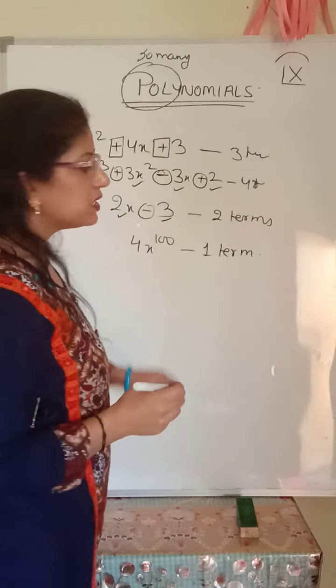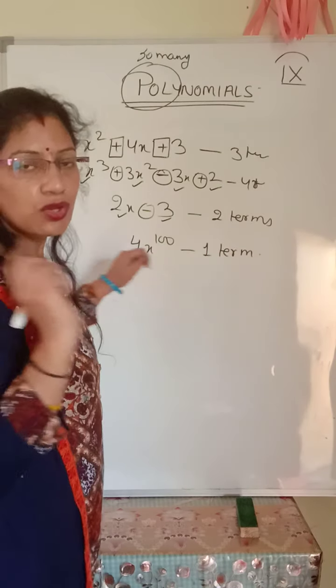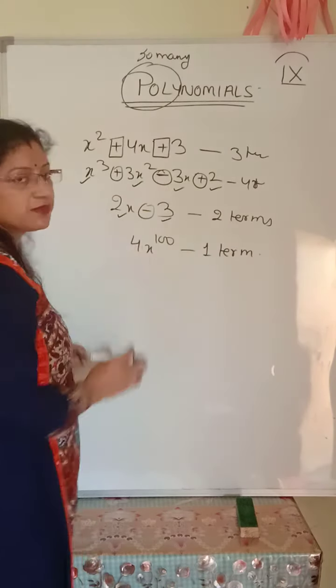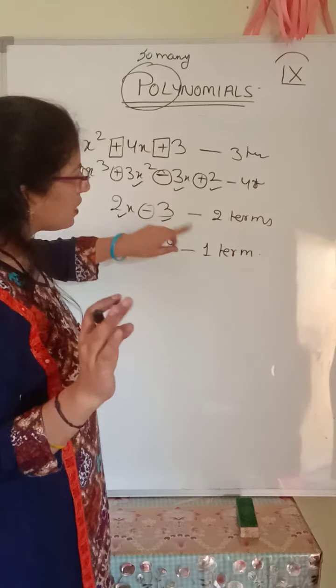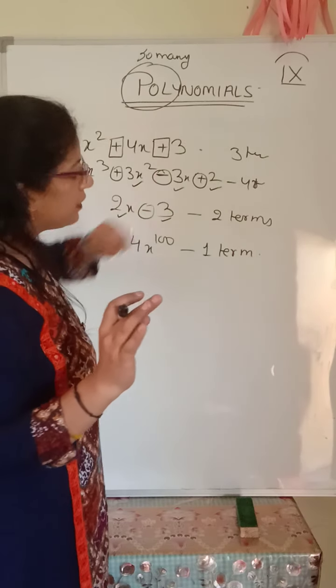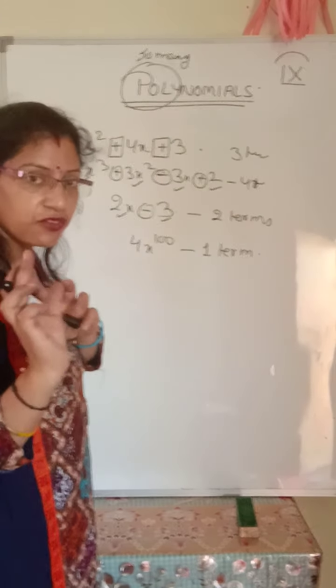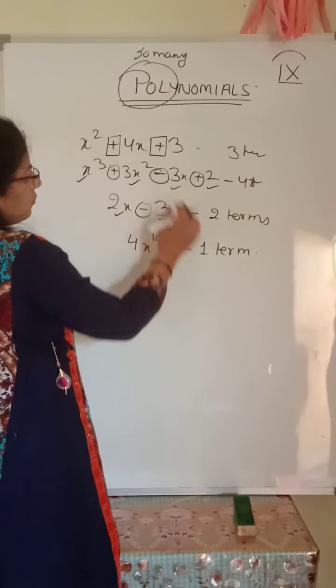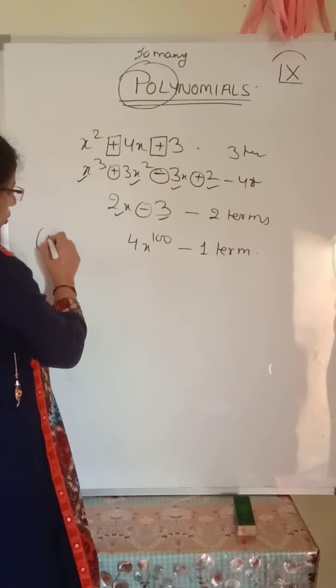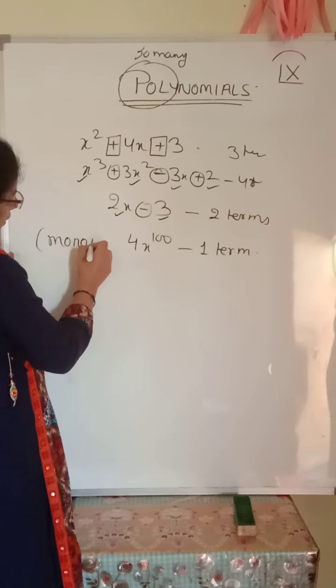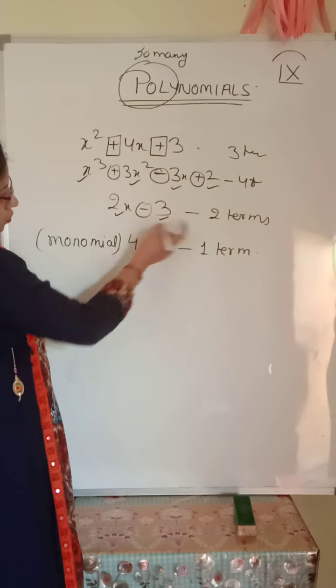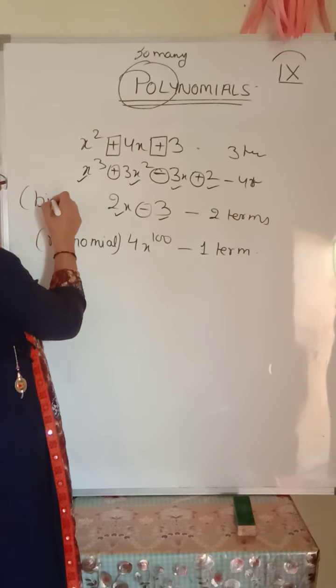What is the difference between a polynomial and an equation? In a polynomial, there is no equal to sign. See, in all these, there is no equal to sign. And in an equation, there is an equals to sign. So the one-term polynomial is called a monomial. The two-term polynomial is called a binomial.